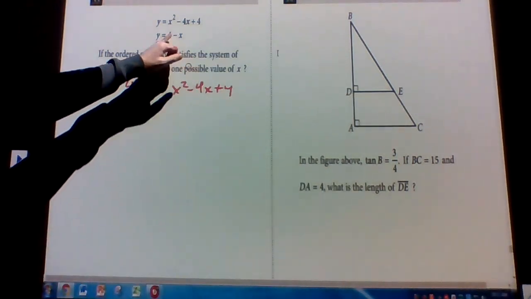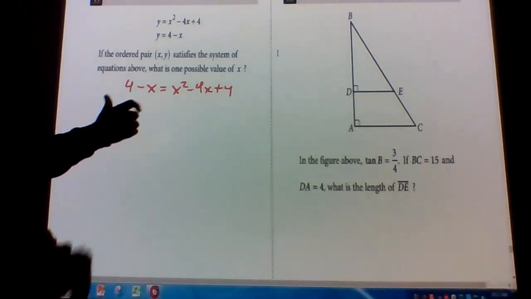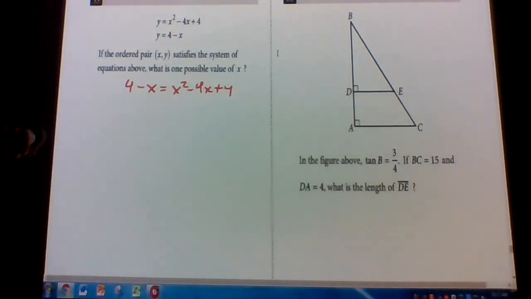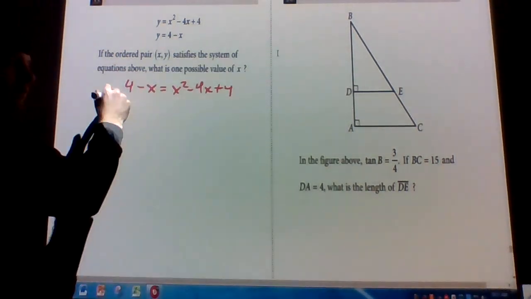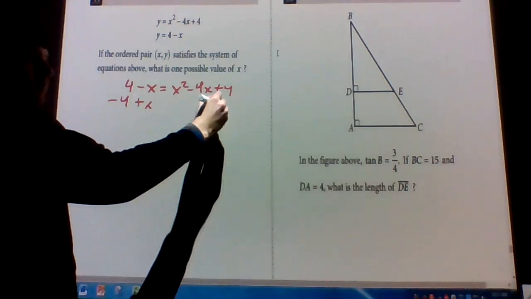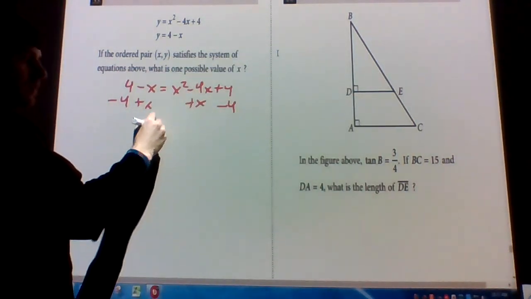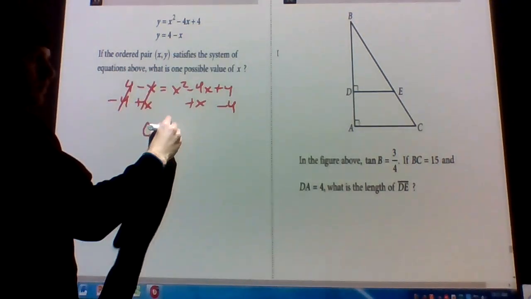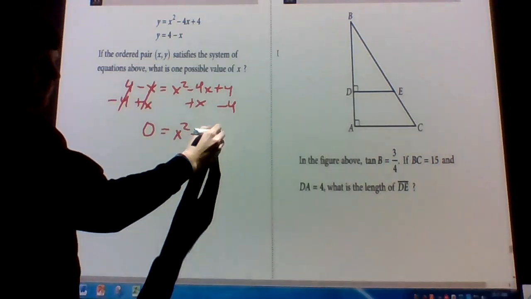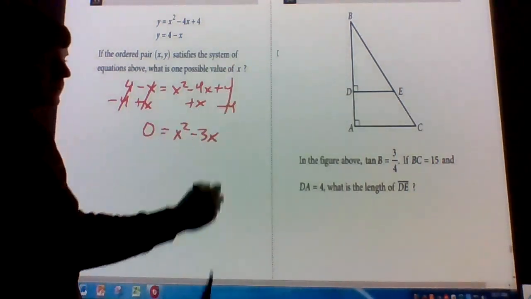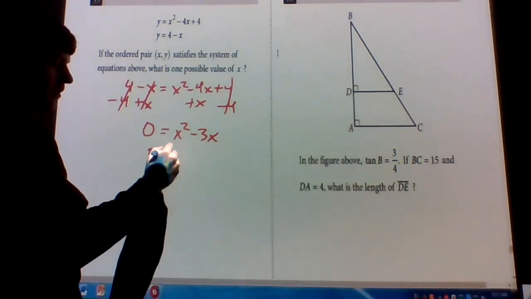But we can use substitution. So 4 minus x in for that y right there. So basically set them equal to each other because they're both equal to y. Then we have a quadratic, so we want to get everything on one side. So subtract 4 from both sides and add x to both sides. Right? So we're going to end up with 0, and you have x squared minus 3x. And those actually cancel as well. Then you can graph this if you want, or you can just factor out an x.